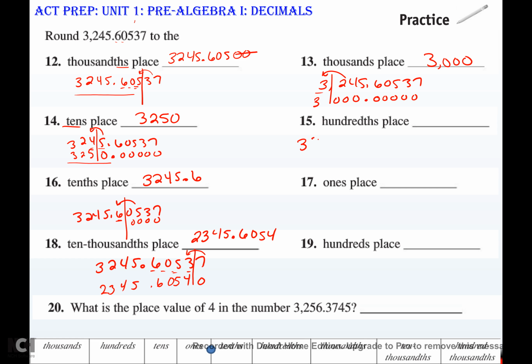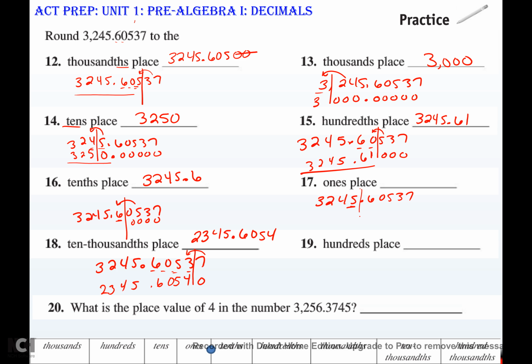The hundredths place. Tenths, hundredths place. That 5 is going to bump that up to a 1. These would turn to zeros, but I only write this much of it, so 3245.61.